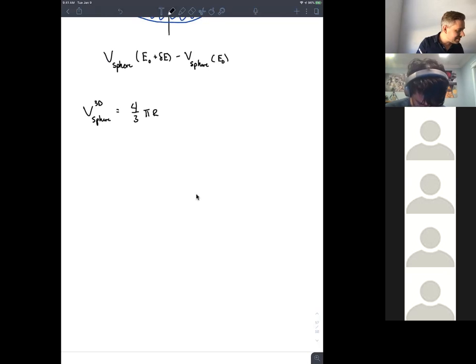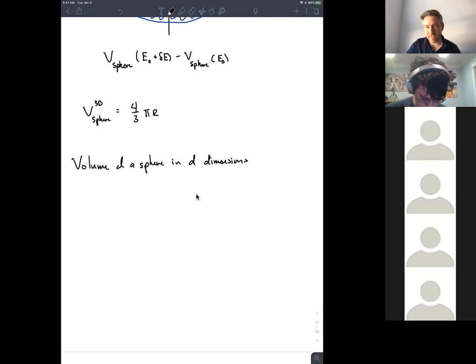Let me make sure I use the same notation everywhere. All right, so the volume of a sphere in d dimensions. So what is it? I'm not going to prove what this is to you. It's relatively straightforward. You just have to figure out what the infinitesimal element is in 3n dimensions and then do that many integrals to see what it gives you. So I'm just going to tell you what the answer is, okay?